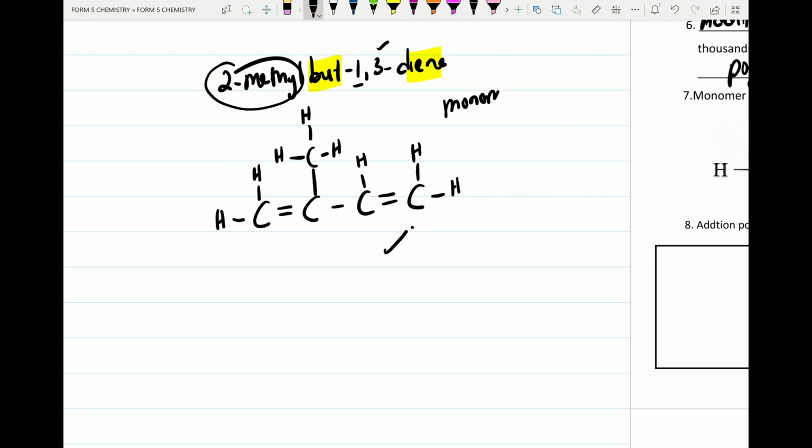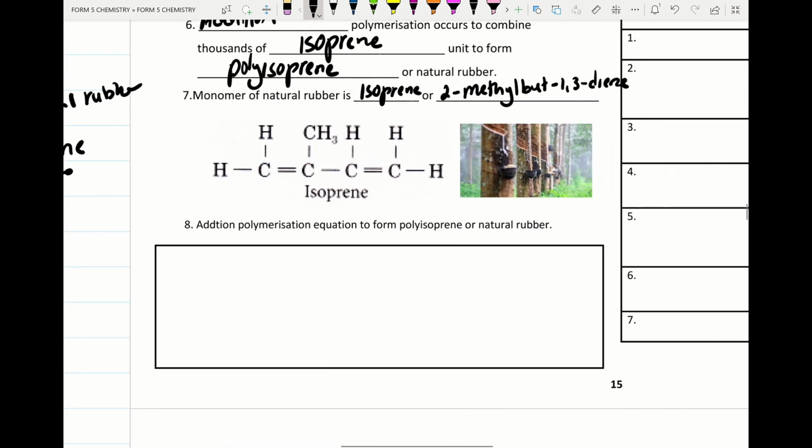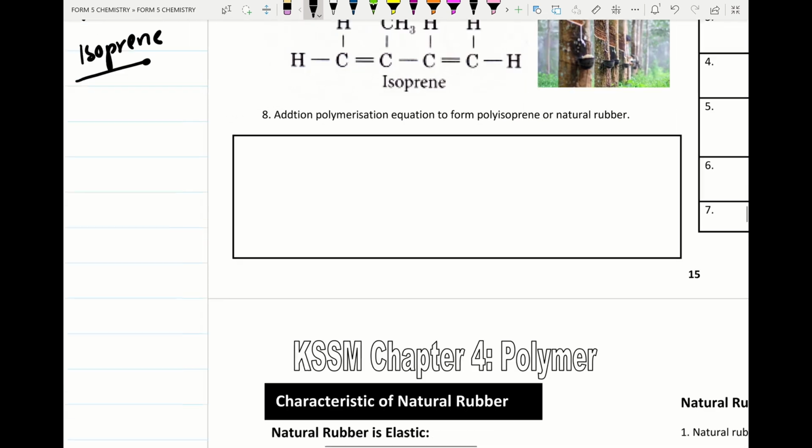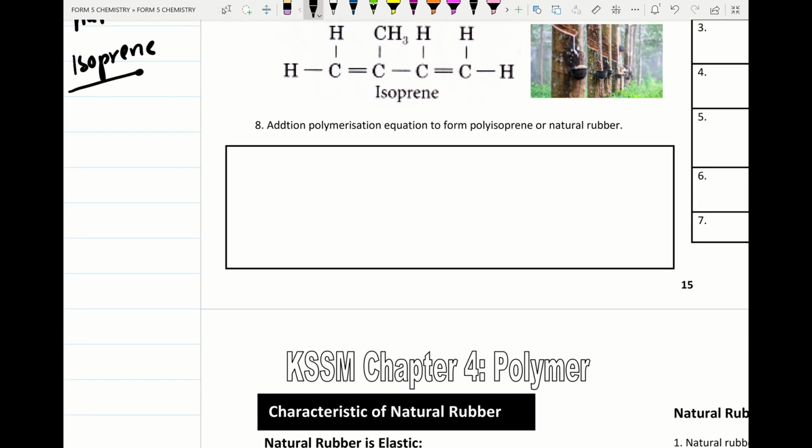This is known as the structural formula of the monomer of natural rubber. Another name for this monomer is isoprene. When these monomers undergo addition polymerization, they will form a long chain known as natural rubber. How do we write the addition polymerization equation for polyisoprene?